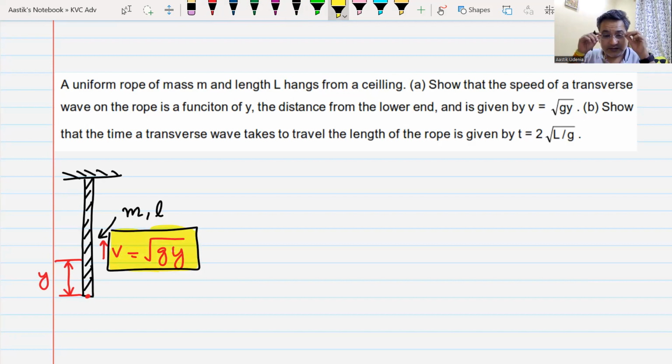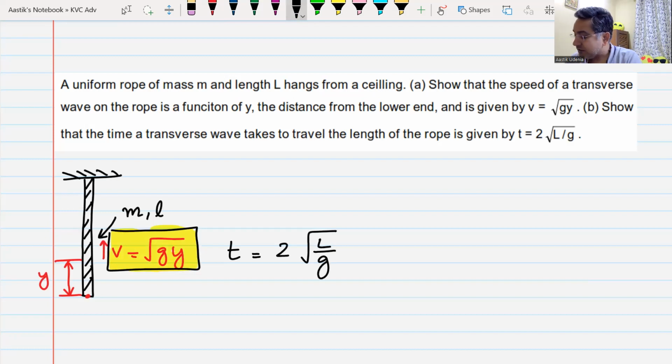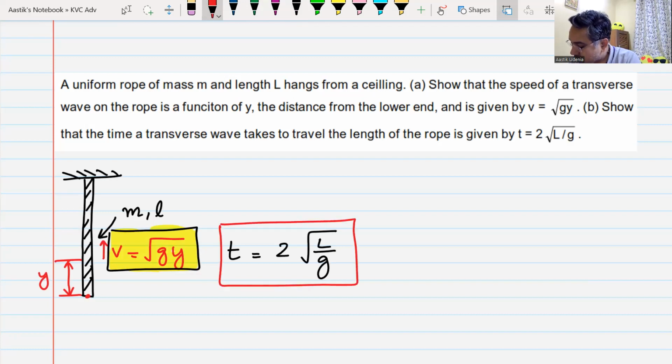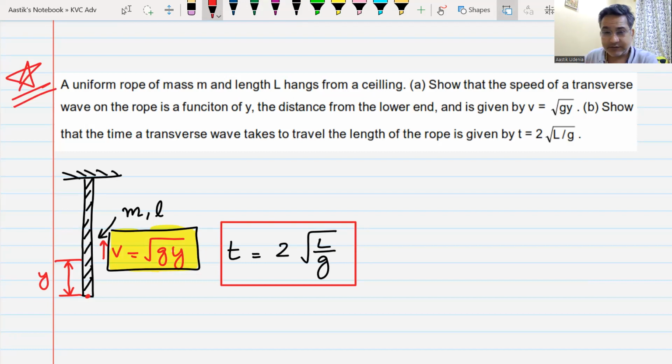At the same time, they might ask you how much time this wave will take to go from the lowest point to the highest point. You will remember that time as well. That time will be given by 2 times root over L by g. We will remember this as a formula and not think too much about it. Do we understand this? Draw this diagram and write a very big important note here. You may not write the question, but write the formula. I'll give you 2 minutes to note it down.